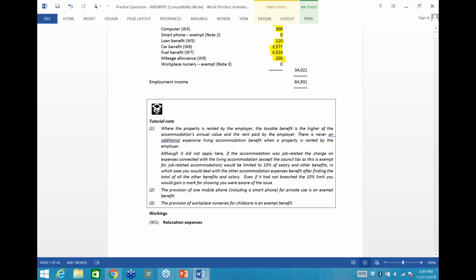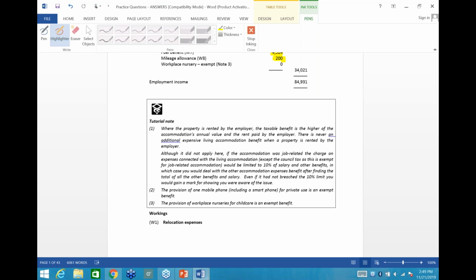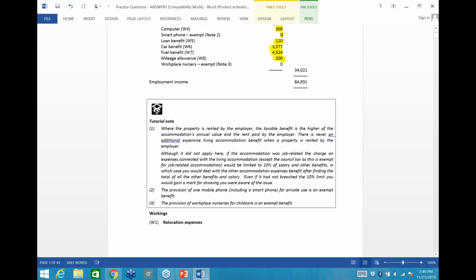Then one more thing. During the tax year 2018-19, Rita was provided with a place in Daring Designs Limited workplace nursery for her daughter at a cost to the company of 1,200. Workplace nursery provided to all the employees of the company is actually an exempt benefit. So you can see the provision of workplace nurseries for childcare is an exempt benefit. Therefore, you don't have to pay taxes on that.